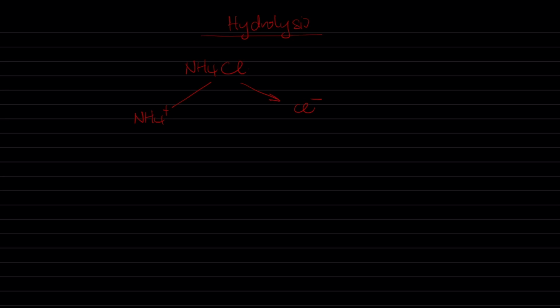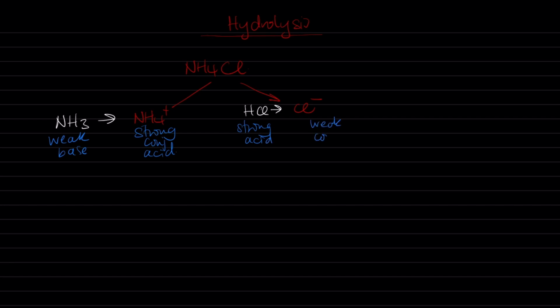First thing we need to do is look at what compound did it come from. So NH4 came from NH3 and the Cl came from HCl. Now, as we said earlier, NH3 is a weak base. That would make NH4 plus a strong conjugate acid. HCl is a strong acid. That would make Cl minus a weak conjugate base. Now, when you want to do the process of hydrolysis, it's only going to be the strong ion that's going to undergo hydrolysis.